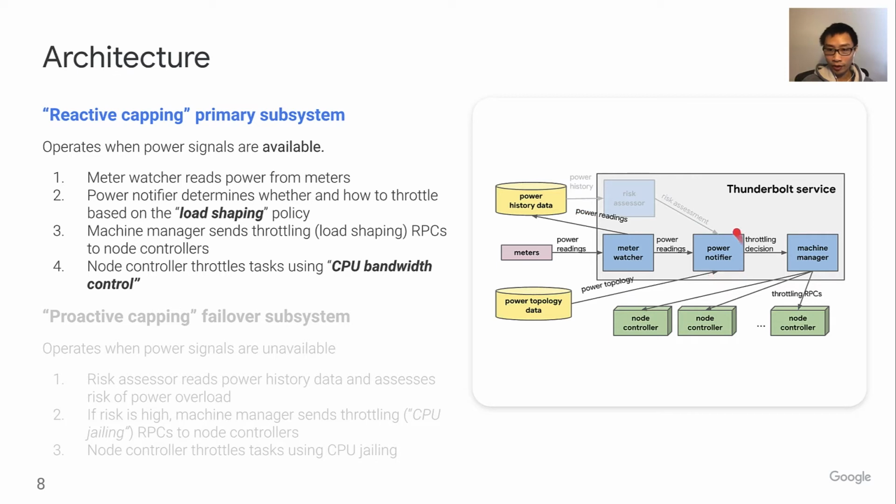The power notifier module compares the power readings to the power limit it gets from the power topology data and uses the load shaping policy that we will introduce later to make throttling decisions. It passes the throttling decisions to the machine manager module, which sends throttling RPCs concurrently to the distributed node controllers. Finally, the node controllers throttle tasks using a CPU bandwidth control mechanism that we'll introduce later.